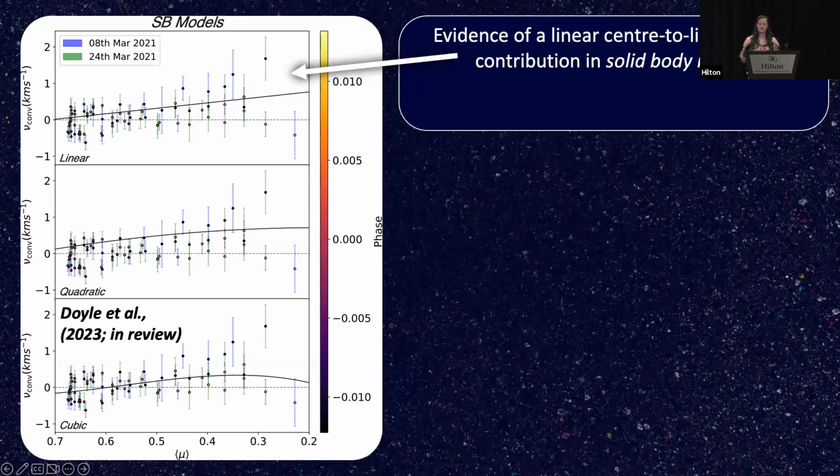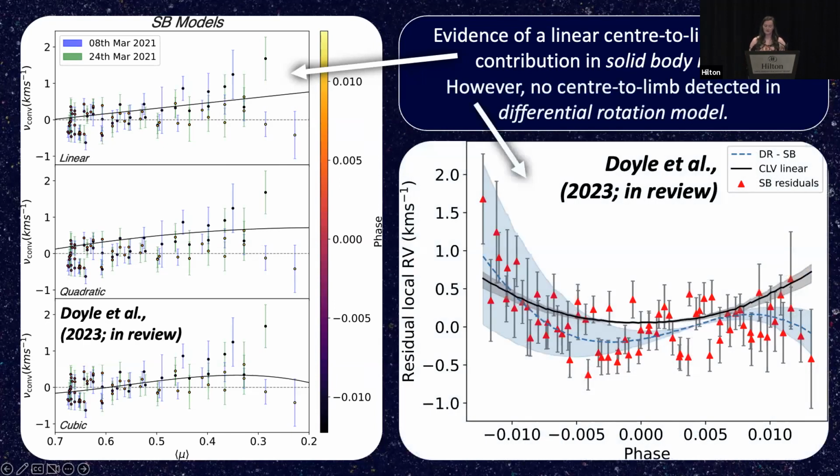So even though the differential rotation alone, not considering any center to limb, was the best fit, a solid body plus linear center to limb was the best fit among just the solid body models for this target. So you can see this in the figure to the left here, where we detected CLV. And in the DR model, we wanted to make sure that we weren't confusing center to limb variations and differential rotation.